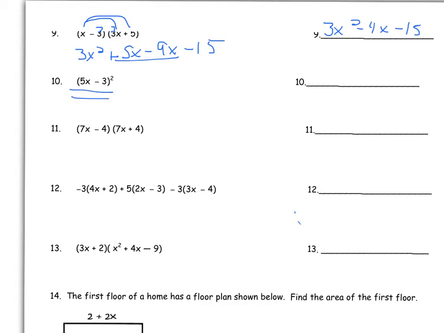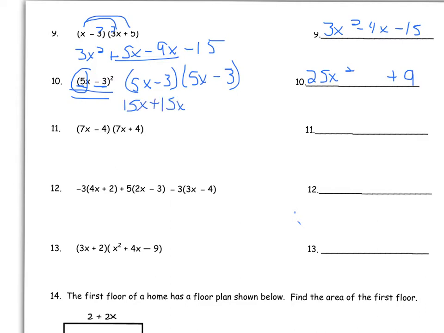This one is squared, so you can either write it like this, where you have two of them and use the FOIL method, or I'm going to use the shortcut, and maybe that will help some of you. The shortcut is you square the first, so that's 25x squared. You square the last, which negative 3 times negative 3 is a positive 9. And then to get the middle term, I multiply these together, so that's 15x. And I know that's both the outer and the inner, so it would be 30x.